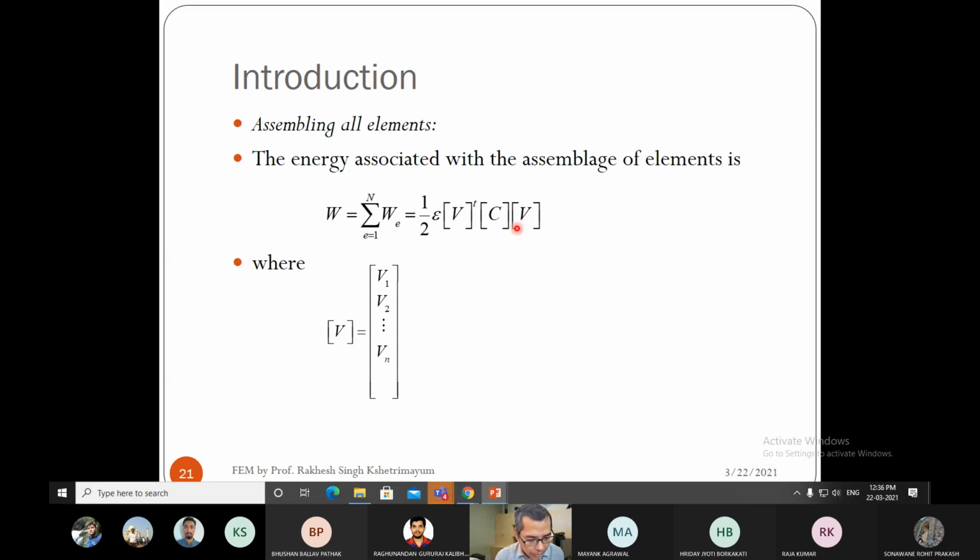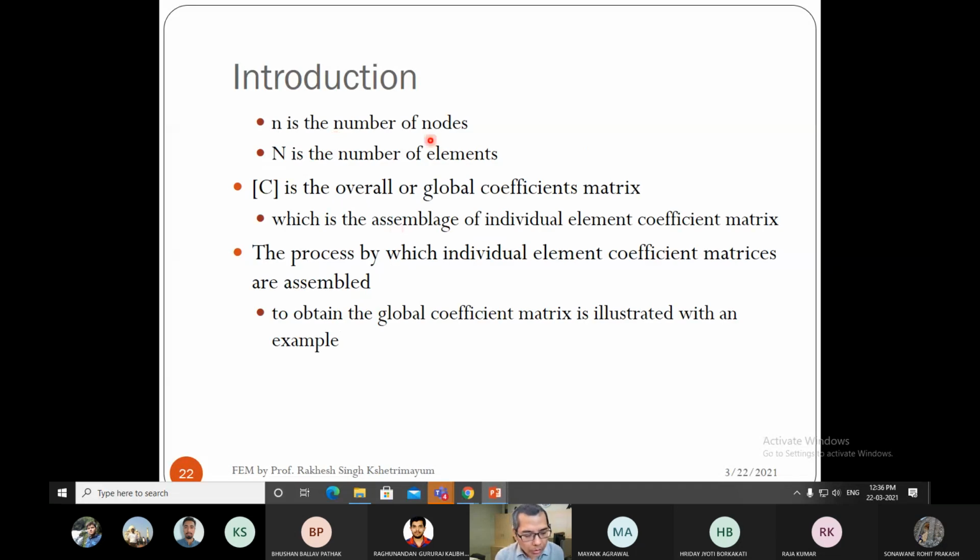So here, the major difference, since we have so many triangular elements, is that this will not be just B1, B2, B3. We have many nodes here. Total number of nodes is small n, total number of triangular elements is capital N. Then this B matrix will have B1, B2 up to B small n. So small n is the total number of nodes in the solution space, and capital N is the number of elements. C is the overall or global coefficient matrix, which is the assemblage of individual element coefficient matrices. We find the coefficient matrix for every individual element, and we need to do something to find the global coefficient matrix. That also we'll discuss today.